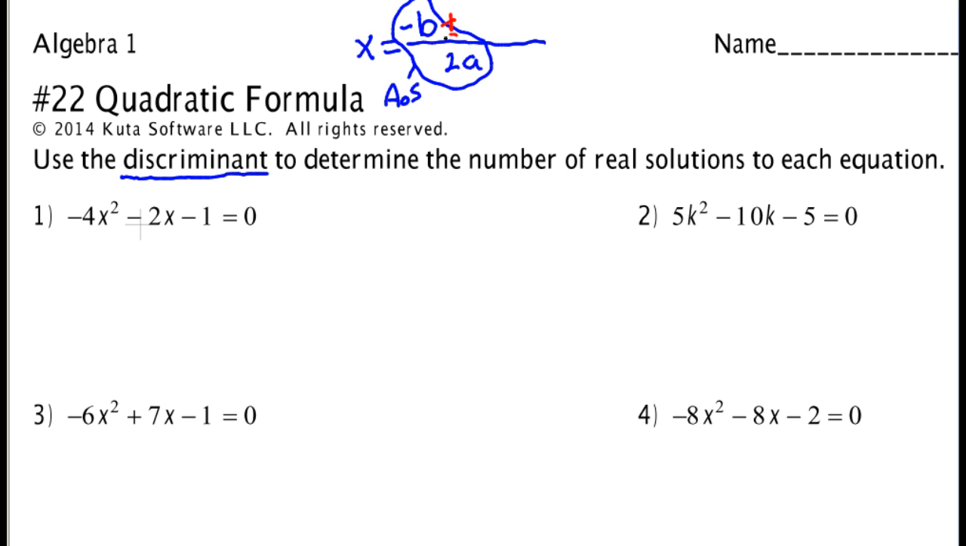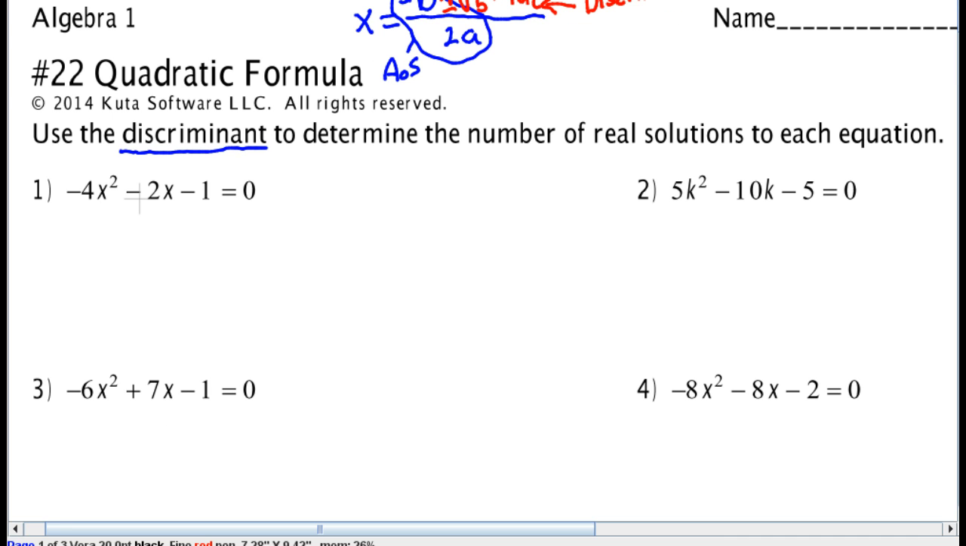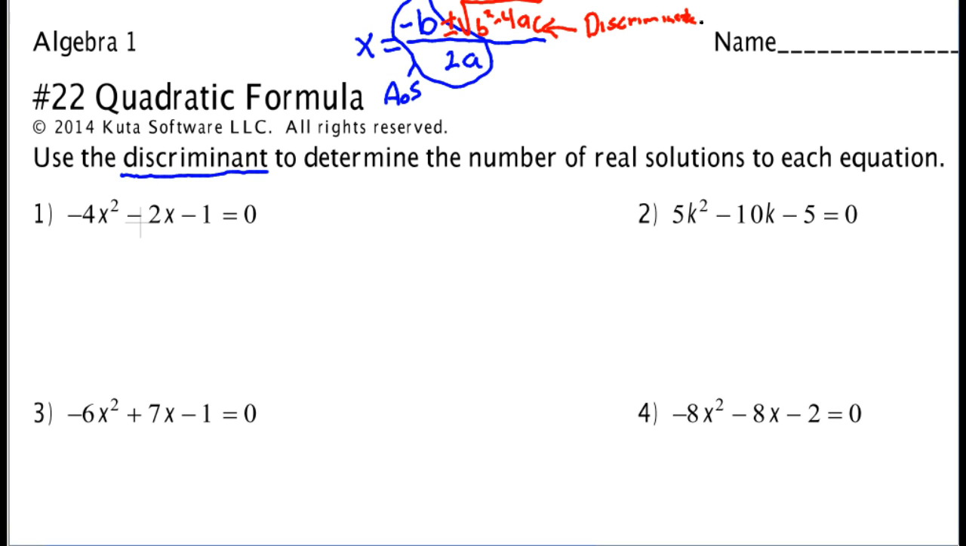And then we have this other part that's plus or minus the square root of b squared minus 4ac. The part inside the radical, not the radical though, is called the discriminant. This word right here. And what does that discriminant tell you? What does that mean?